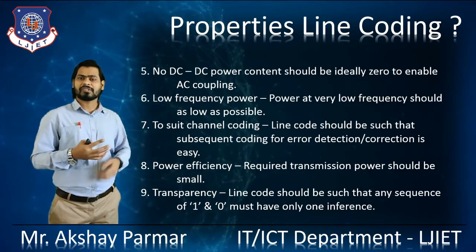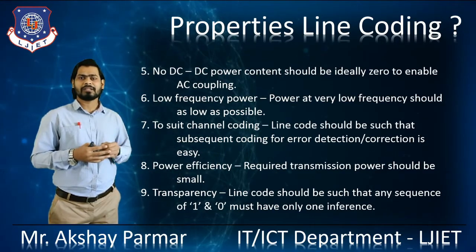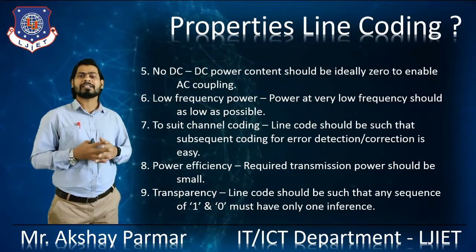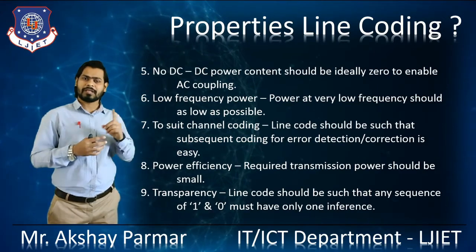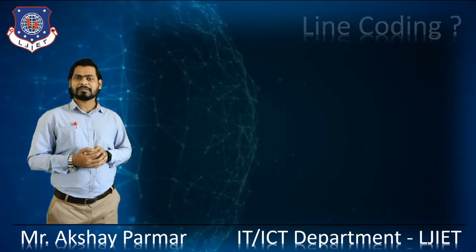After that, power efficiency: the transmission power should be small, right? Transparency: the line code should be such that any sequence of zeros and ones must have only a one-to-one interface, right? So these are the basic properties of line coding techniques.